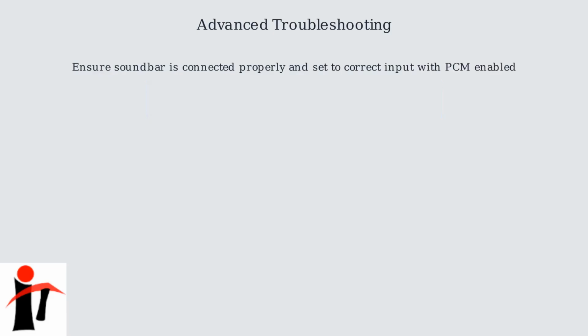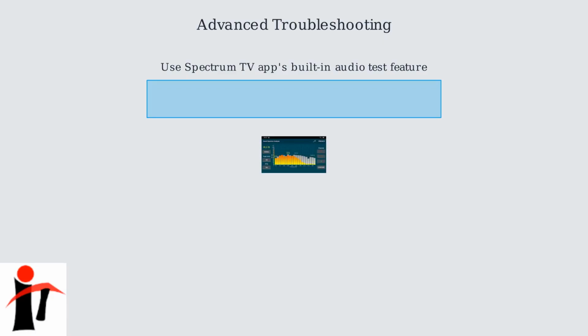If using a soundbar, make sure it's properly connected and set to the correct input. Enable PCM mode if possible to ensure compatibility and clear audio output. For persistent issues, use the Spectrum TV app's built-in audio test feature to diagnose output mismatches and identify specific problems with your setup.